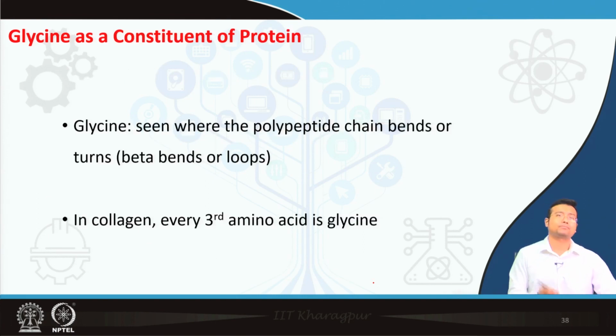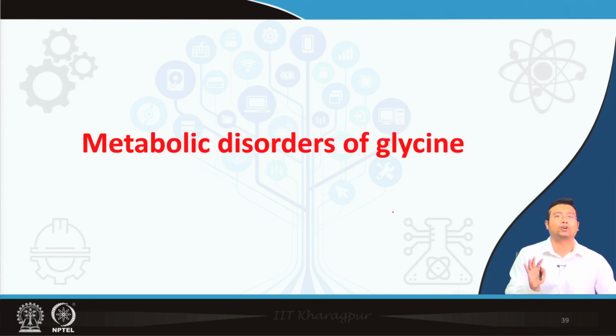And how does glycine act as a constituent of protein? Generally, glycine is present where the polypeptide chain bends or turns. That is, when we look at the secondary structure, we have seen that whenever beta bends or loops are present, glycine is there because it helps in easy bending of the protein primary structure. I already told you it is a very important structural protein of collagen, and in collagen every third amino acid is glycine, again an MCQ, alright. Other amino acids of collagen are proline, hydroxyproline, lysine, hydroxylysine, but glycine is most common, alright.